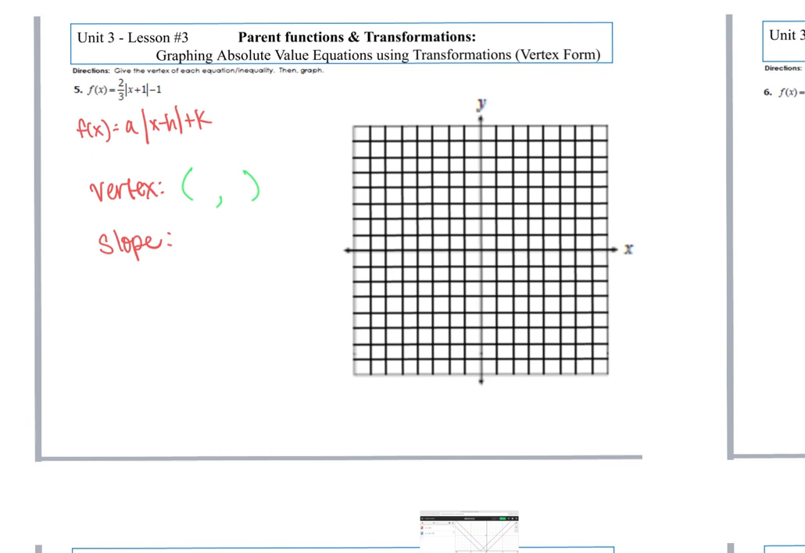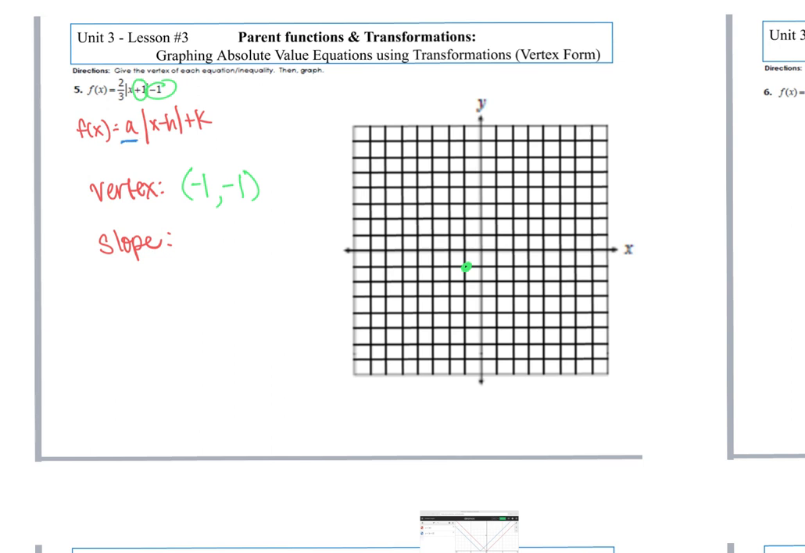The x value from the vertex comes from the number that's inside the bars with the x. It's +1 inside, so we change it to -1. The k value or the y value for the vertex is what comes after, and that's -1 and it stays -1. So our vertex is -1, -1. That means left 1 of the origin and down 1. Plant a dot.